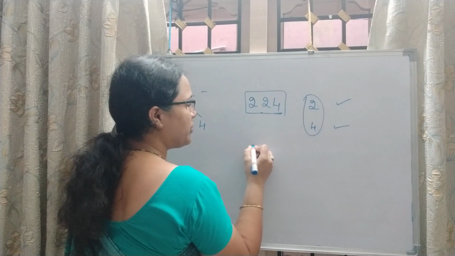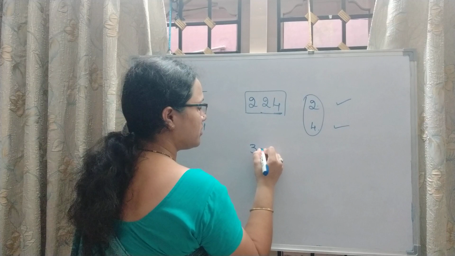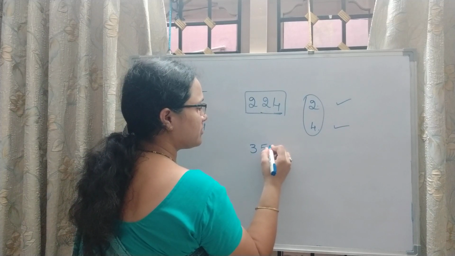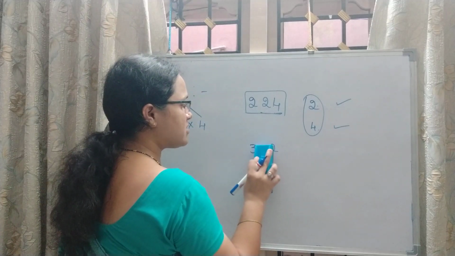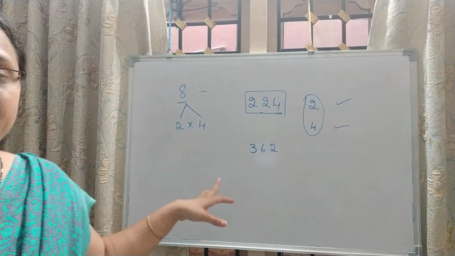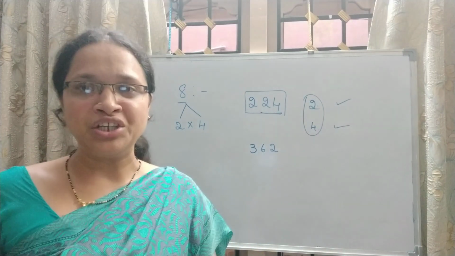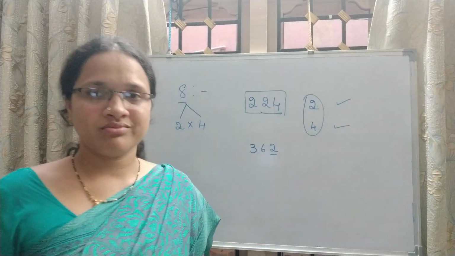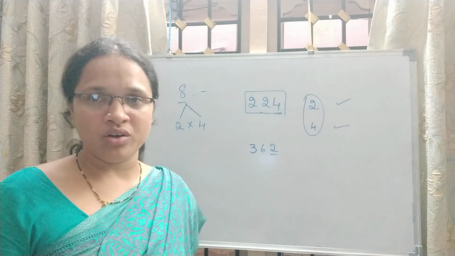So if you take an example of 3, 5, 2. Instead of 5, let me write 6 here. Yes, let me write 6 here. So if you take the number 362, children, actually the ending number is 2. Yes or no? The ending number is 2. So it satisfies the divisibility rule of 2.